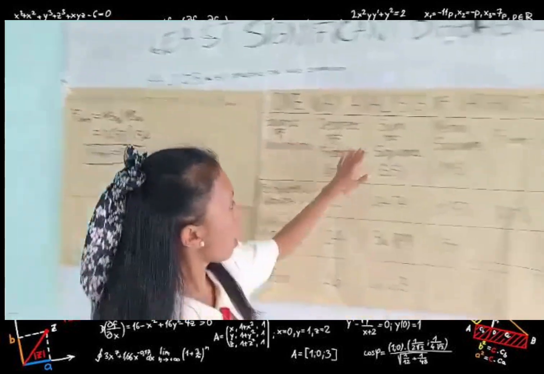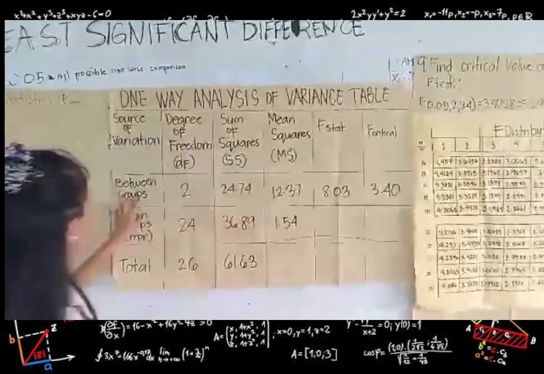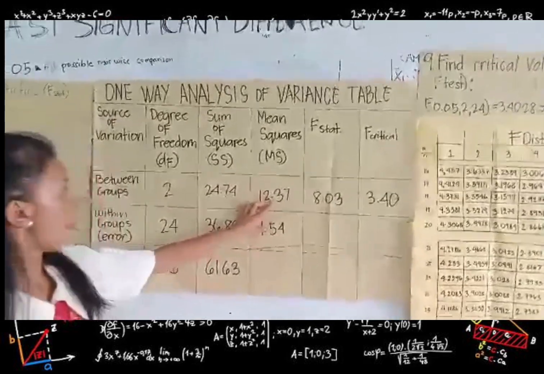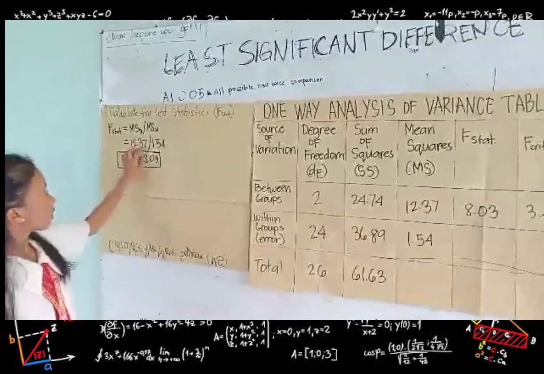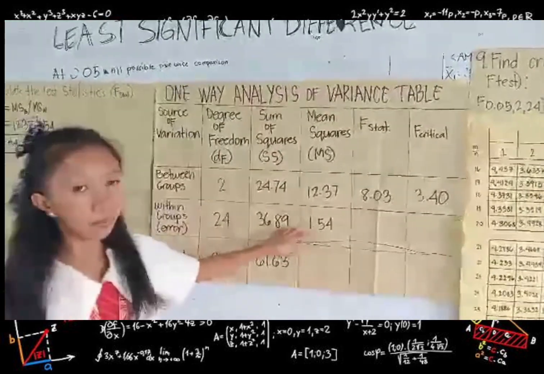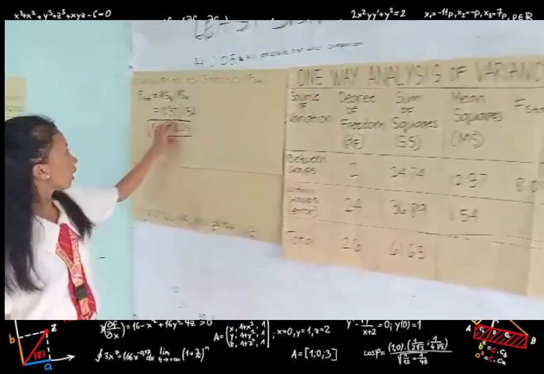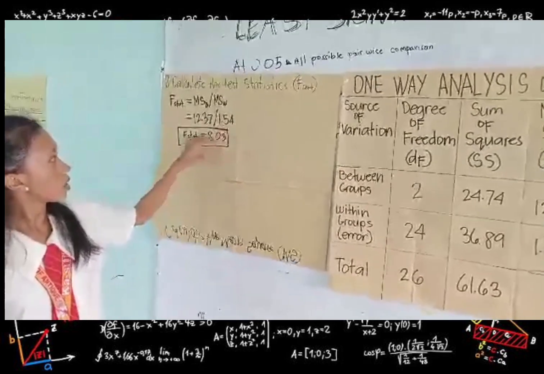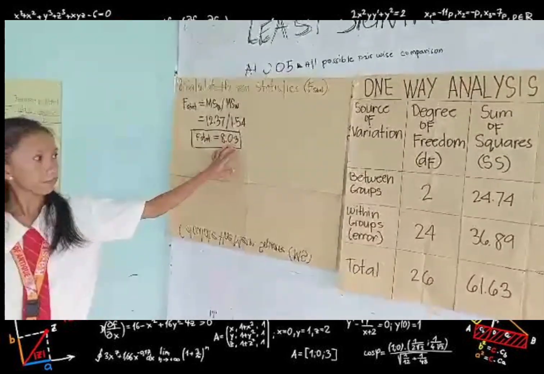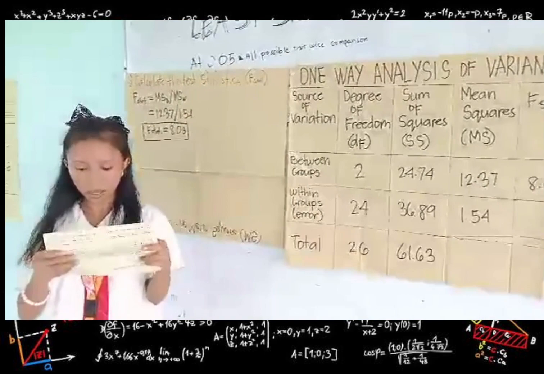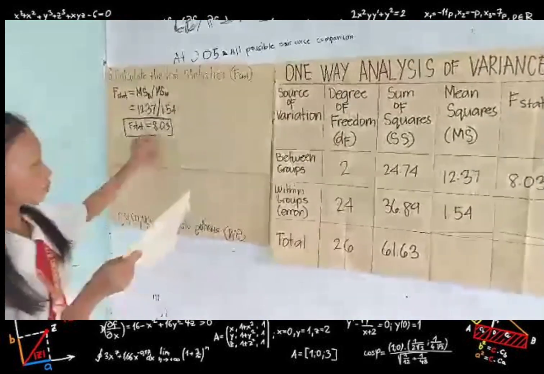So here we can see the value of the mean squared between groups. It is 12.37. And the value of the mean squared within groups or error is 1.54. So we divide the two. 12.37 divided by 1.54 is equal to 8.03. So here we can see the value of FSTAT, 8.03. So now the value of the statistic F is equal to 8.03.